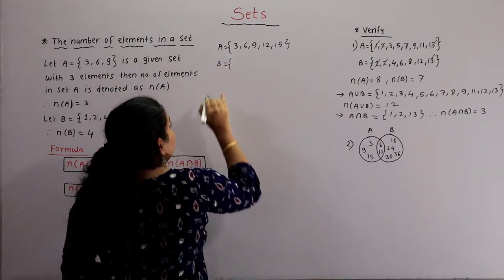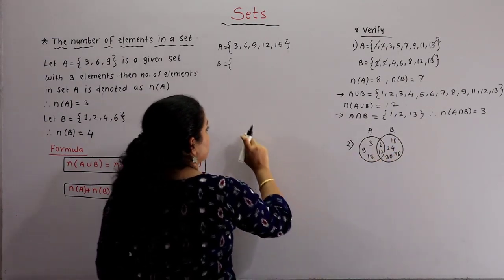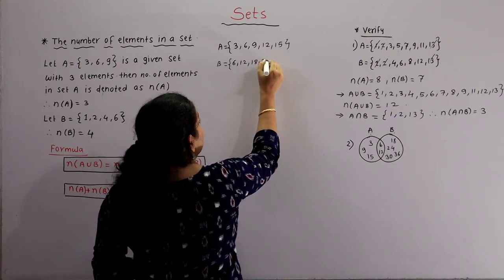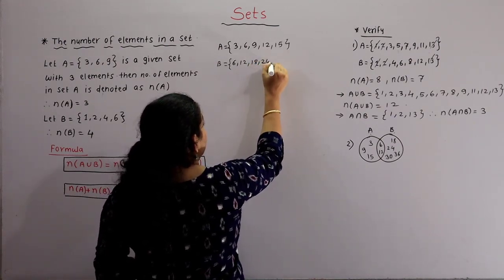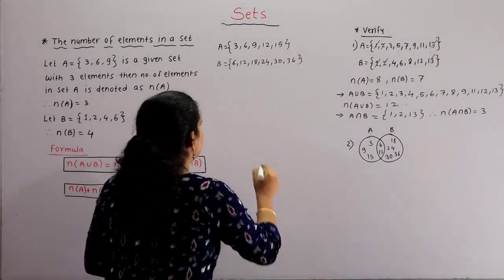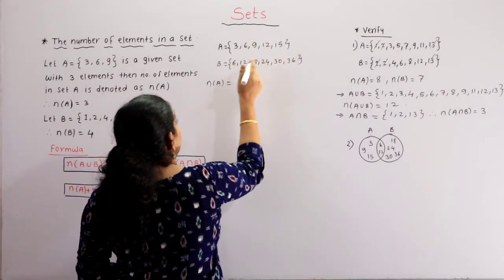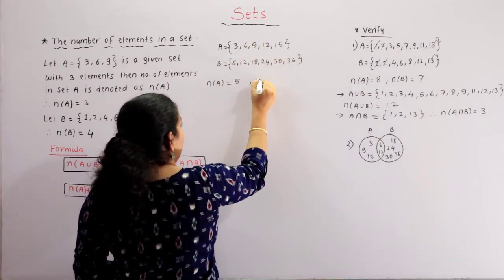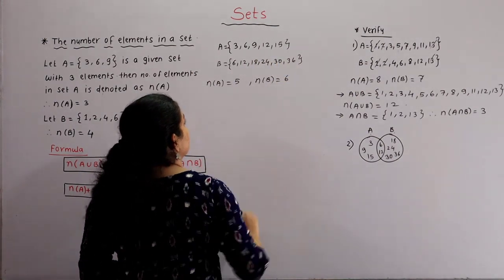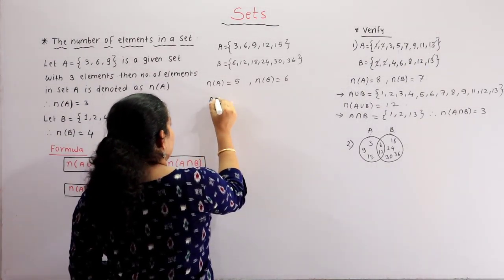Now set B, 6, 12, 18, 24, 36, 30. So 6, 12, 18, 24, 30, 36. Yes or no? So n of A is how much? n of A is 1, 2, 3, 4, 5. 5. n of B is how much? 1, 2, 3, 4, 5, 6. 6. Yes or no?